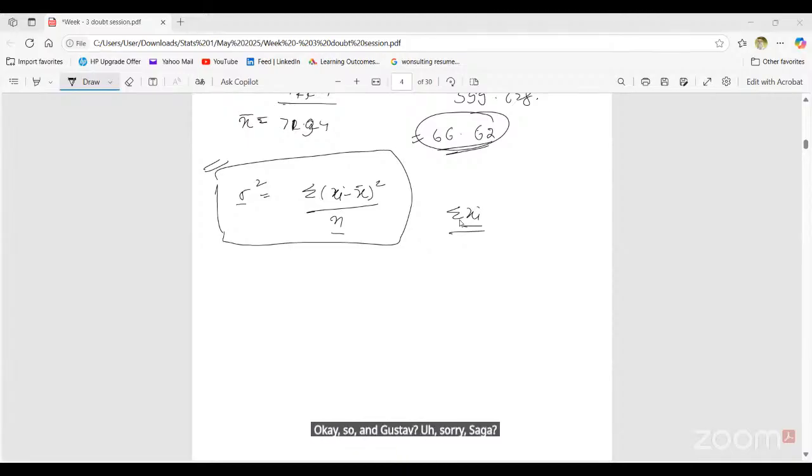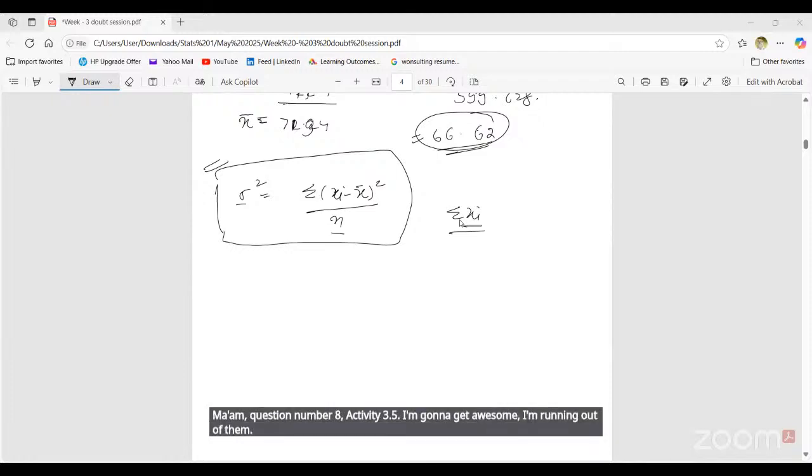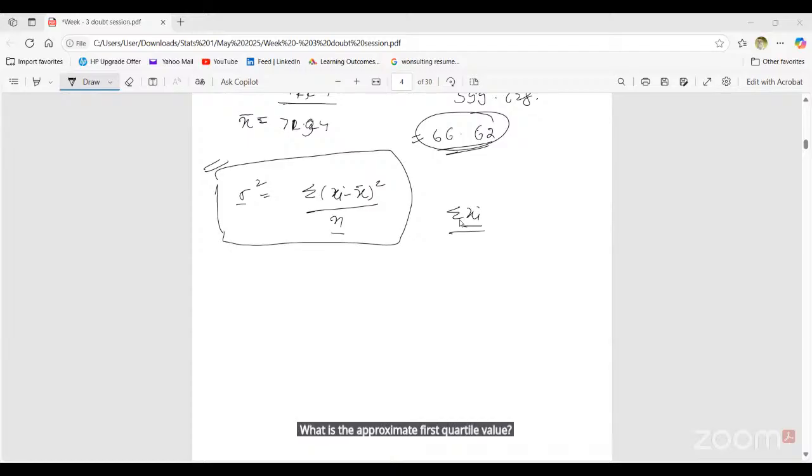Sagar: Ma'am, question number 8, activity question 3.5, number 8. I couldn't understand the graph. What is the approximate first quartile value based on the box plots? Maximum minus what is the approximate first quartile?